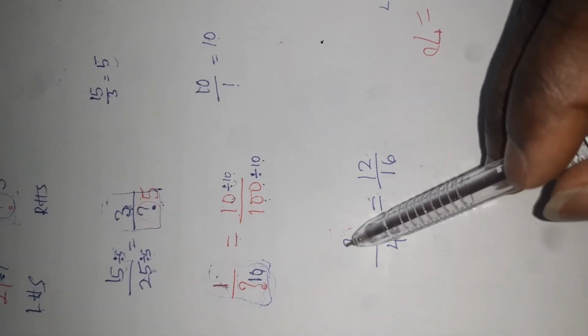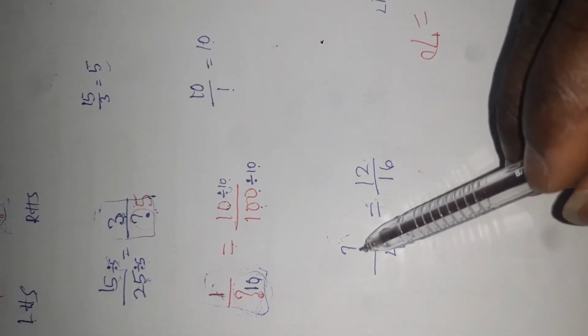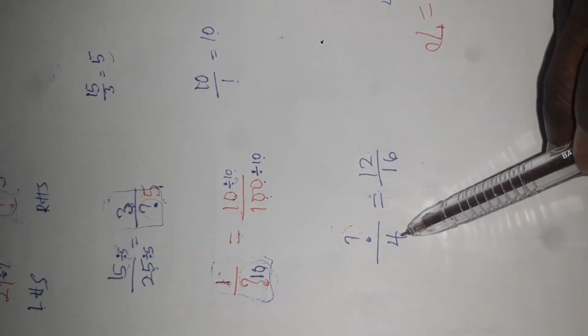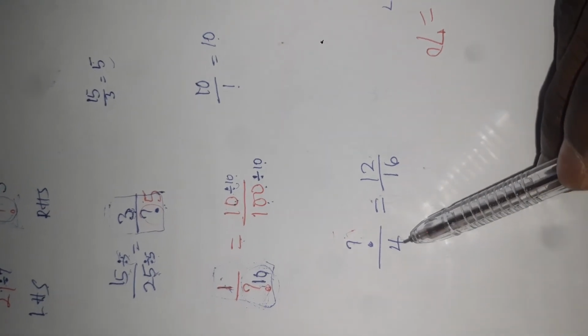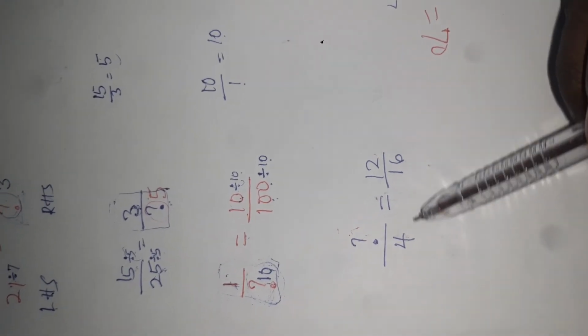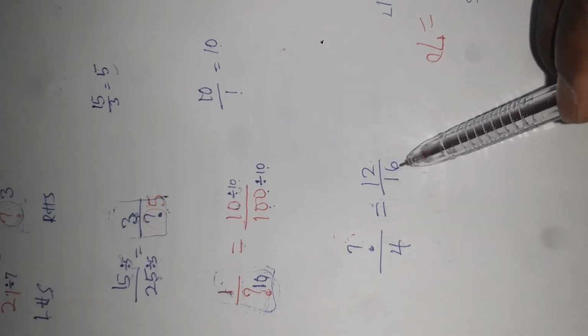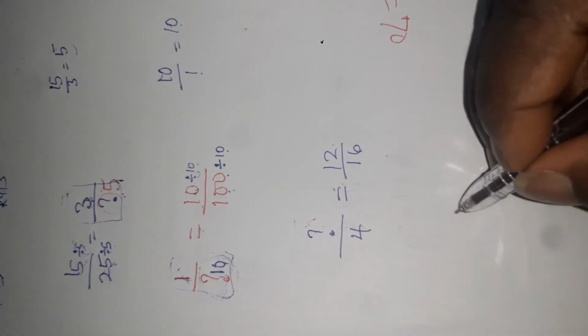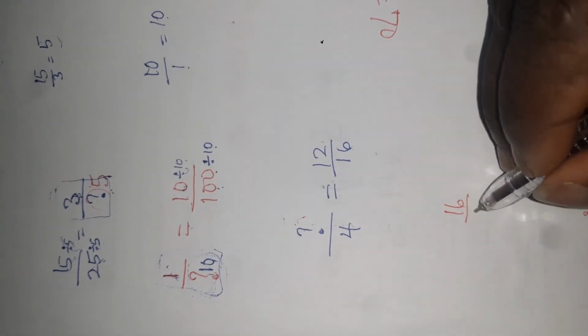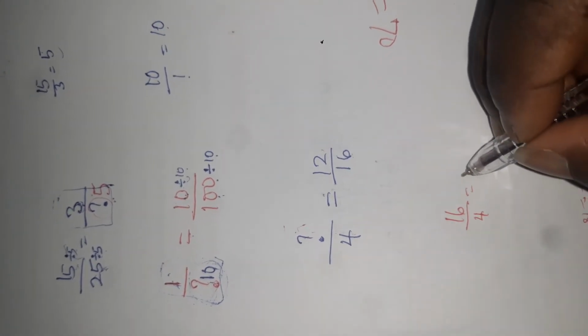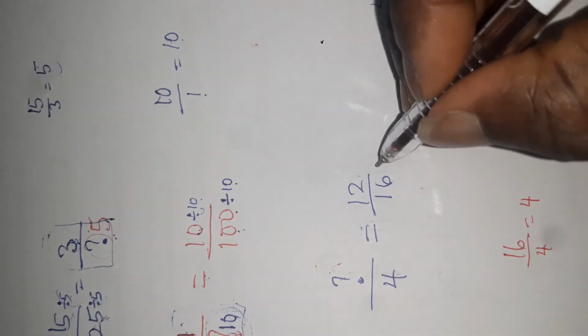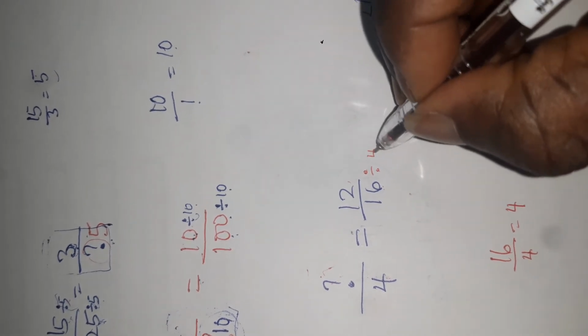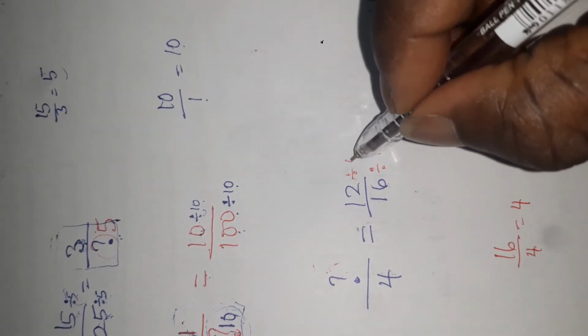So you want to find this missing number, but because this one is missing, you come down. So you are going to divide your denominator by denominator. That is, you divide 16 by 4. Now if you divide, this is what I mean, 16 divided by 4, your answer will be what? 4. So it means you are going to divide this by 4, you divide this by 4.